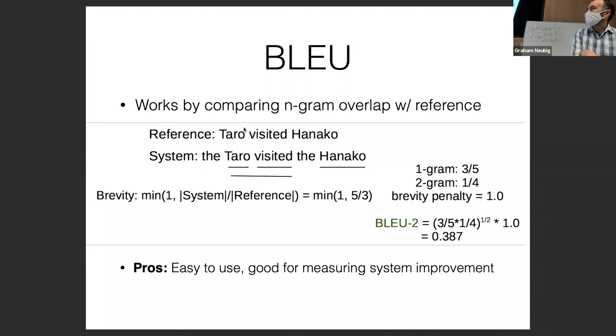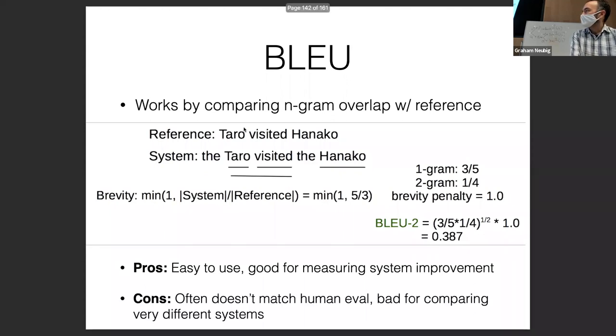So the pros are that this is very easy to use and very fast to compute. The cons are that this often doesn't match with human evaluation, and it's bad for comparing very different systems. In fact, machine translation systems now in high resource languages have gotten so good that BLEU score is now anti-correlated with the best systems. So basically, people still use it, but really you should be taking this with a grain of salt if you actually want to come up with a good system.